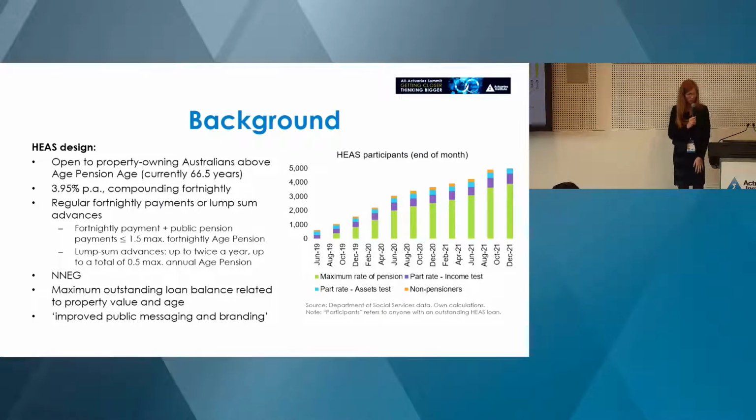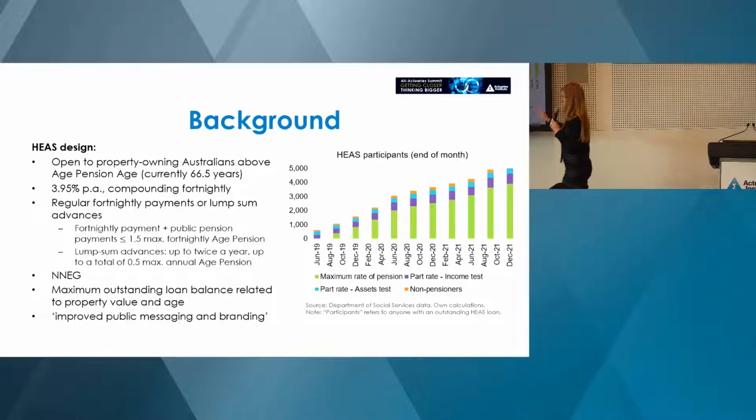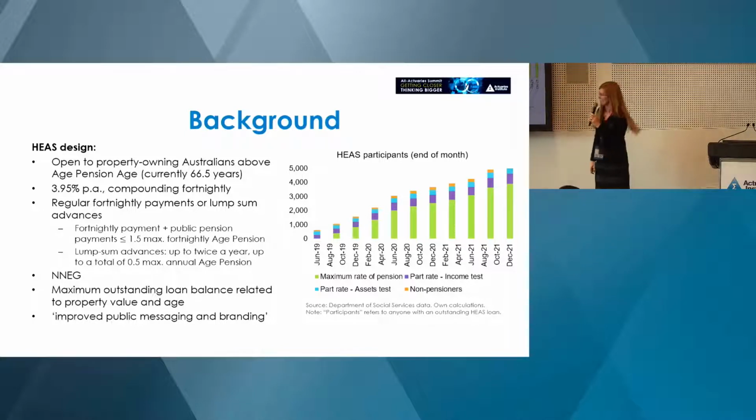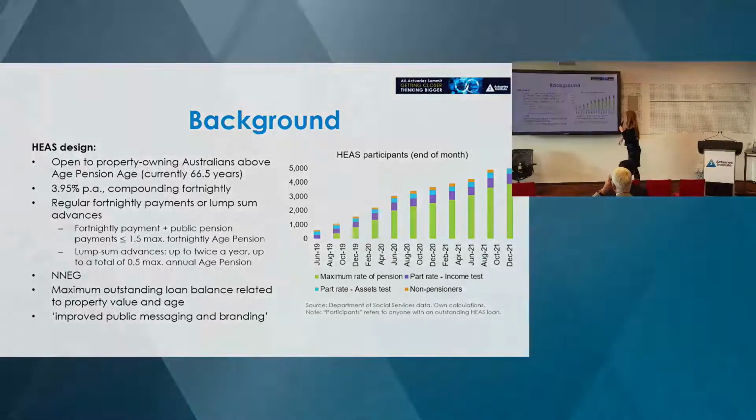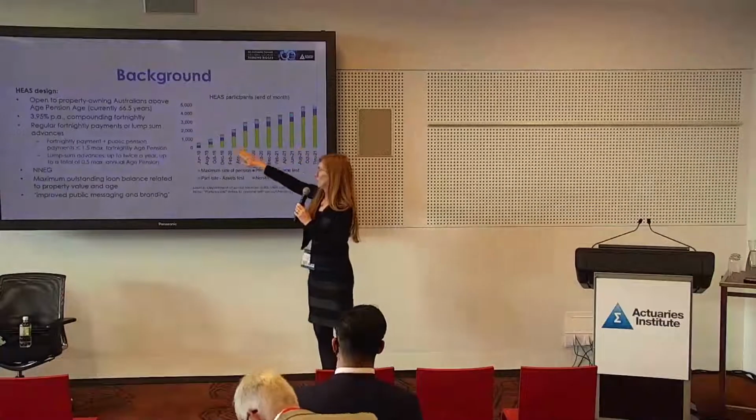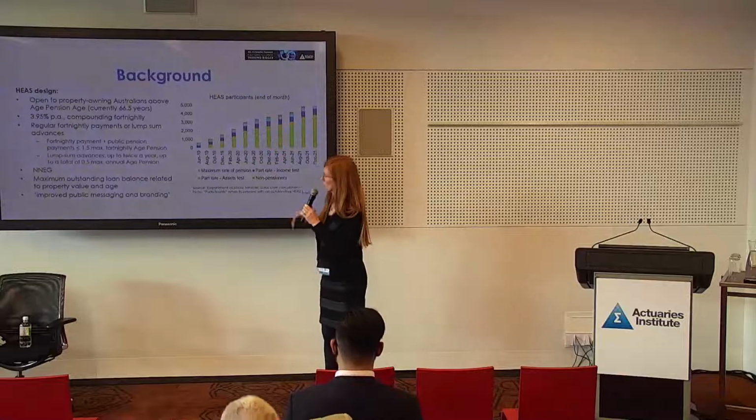So the home equity access scheme, here this chart gives you the number of participants. It's not a lot. As at December 21, end of quarter, they had just about 5,000 participants, very low numbers. You see that with all the changes that came through in July 19 and 1st of January 20, the interest rate, the increase is steady, but it hasn't skyrocketed.